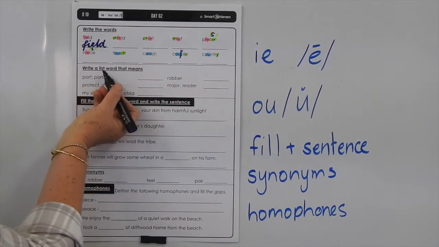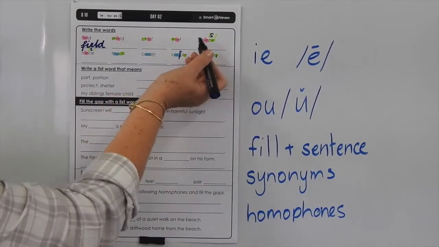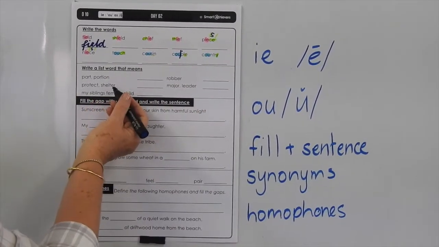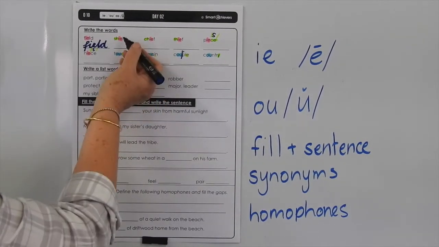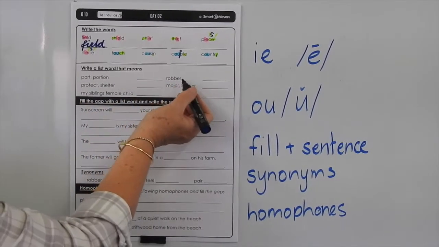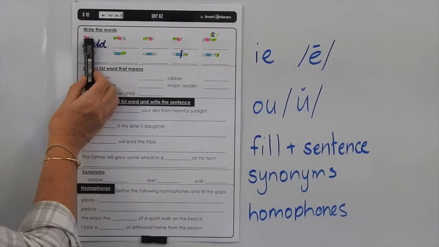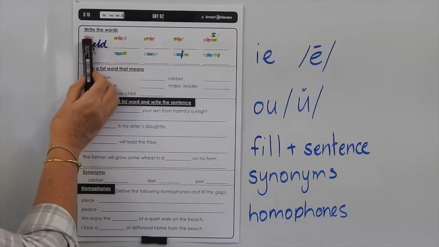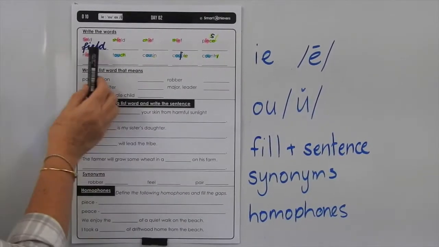Now down here we've got write a list word that means part or portion, of course that would be a piece. Protect or shelter, you'd have to find a word that means that, would be shield. My sibling's female child, you can work out these, robber and a major leader. So what is a field? A field is a large green stretch of land that stock might be on, on a farm.